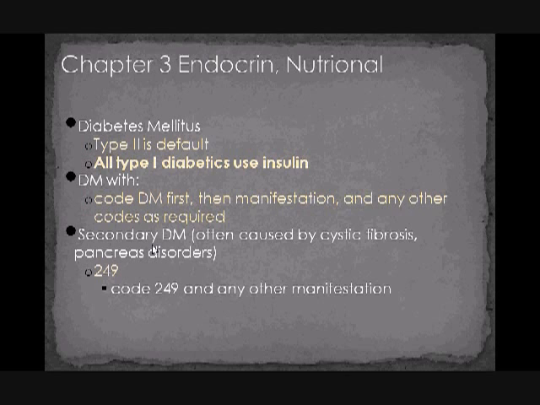Now, there are 2 categories of diabetes in the book. Category 250 and category 249. 249 is secondary. Now, do not confuse the word secondary diabetes here with type 2 diabetes. People always get that confused. Secondary diabetes simply means it was caused by something else. For instance, it could be caused by some sort of kidney failure, or it could be caused by cystic fibrosis, something like that. So it's caused by something else.